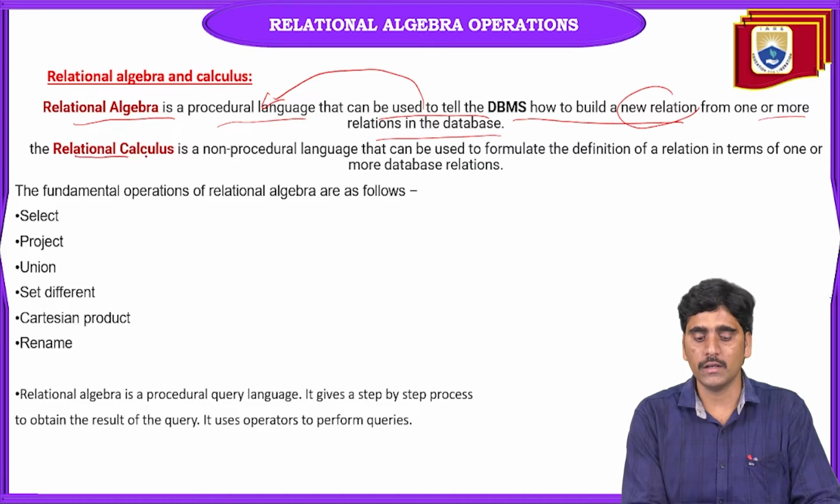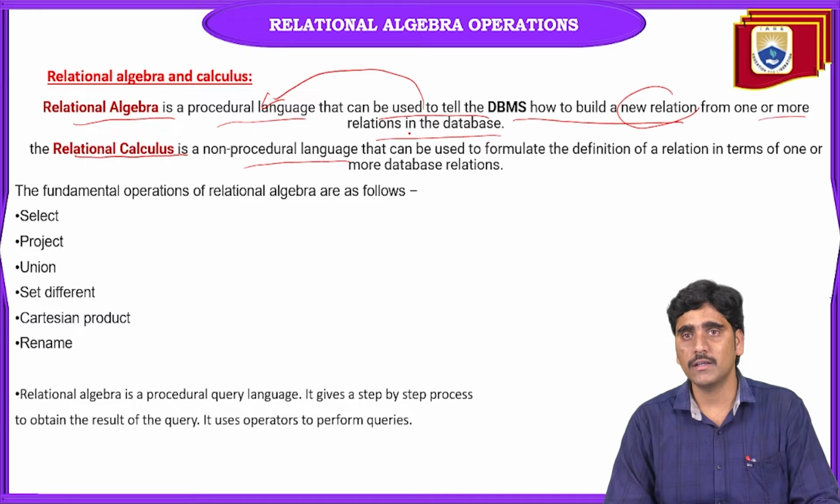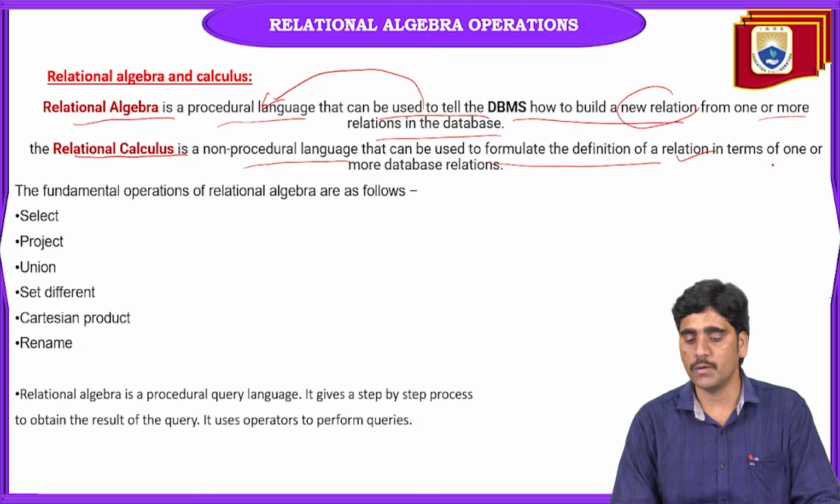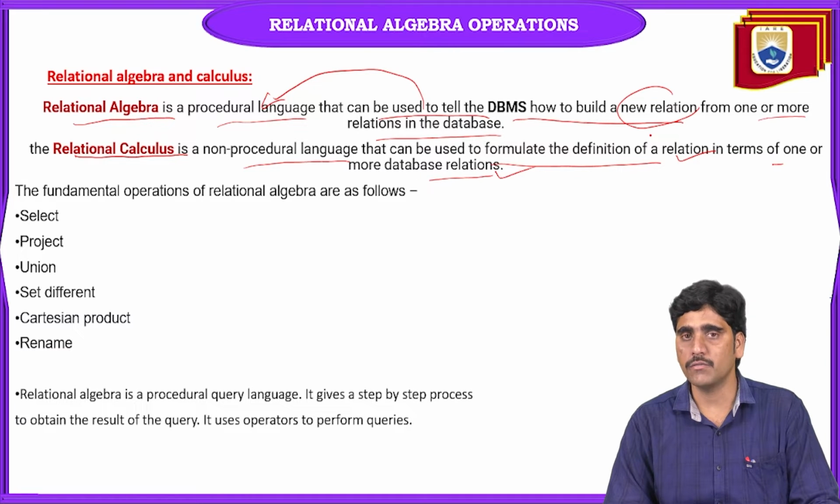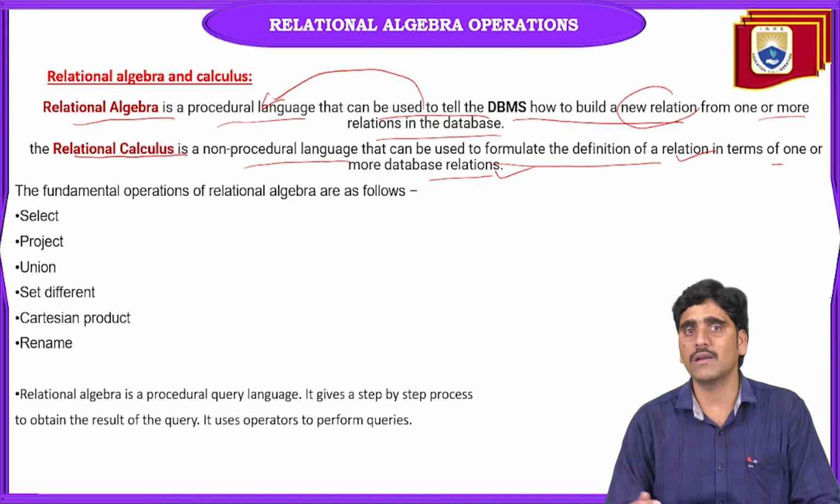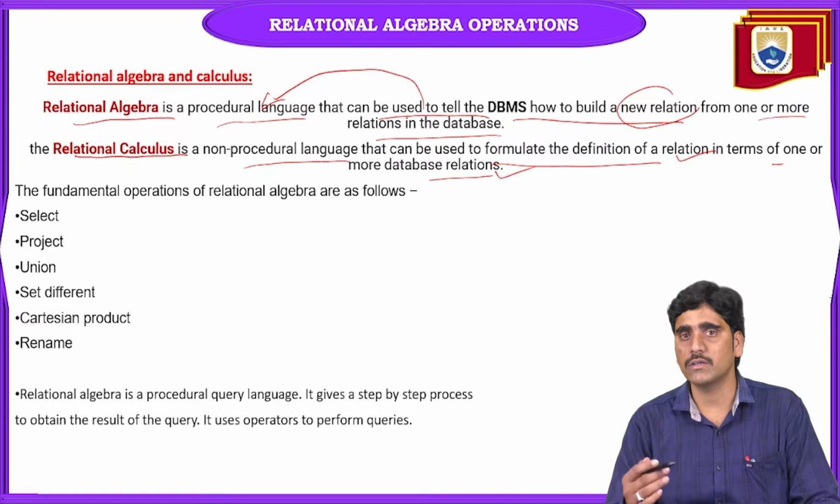And what is meant by relational calculus? Relational calculus is a non-procedural language that can be used to formulate the definition of a relation in terms of one or more database relations. It maintains the relationship between two tables, and it formulates the definition also. But relational algebra is a procedural language. Okay, fine. But how are those tables related to each other, and how do they retrieve values?